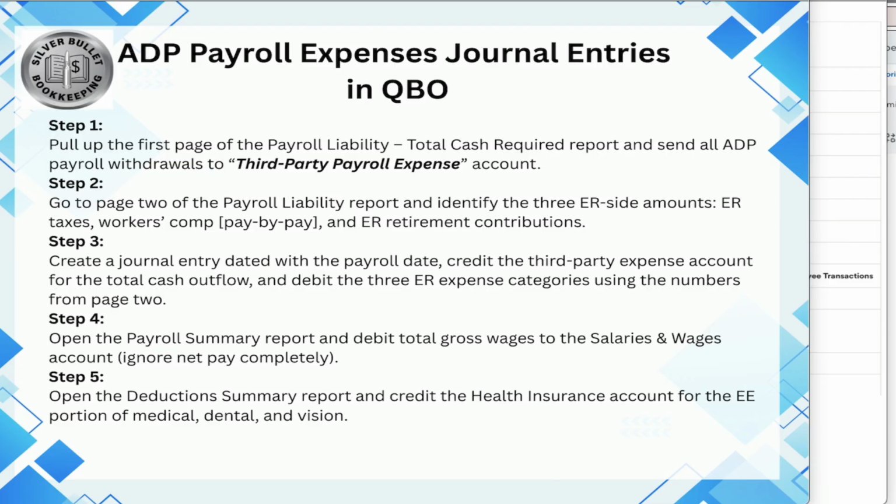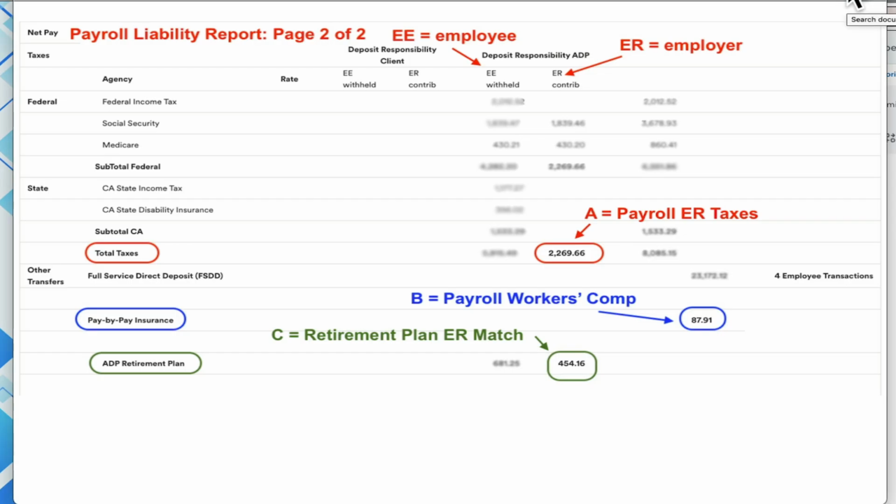Next, step 2, scroll down to the second page of the Payroll Liability Report from ADP. This is where we pull out 3 key employer side items. Quick reminder, ER means employer, EE means employee. You'll want to identify or highlight or mark these three amounts.